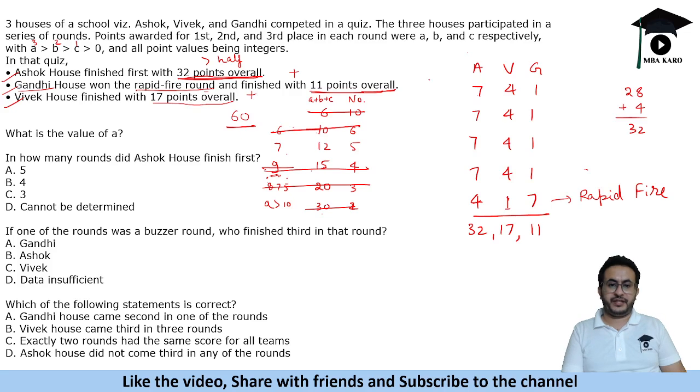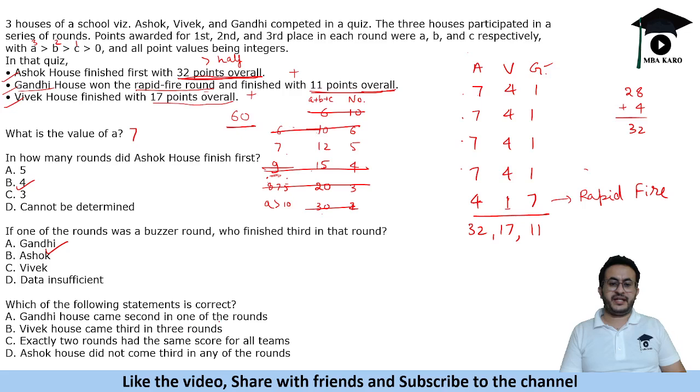What is the value of A? The value of A is 7. How many rounds did Ashok House finish first? So Ashok House finished first in 4 of the rounds. If one of the rounds was a buzzer round, who finished third in that round? Okay, so this is the rapid fire round. Any of these rounds could be the buzzer round, and in all these rounds we see that Gandhi House is finishing third in that round.